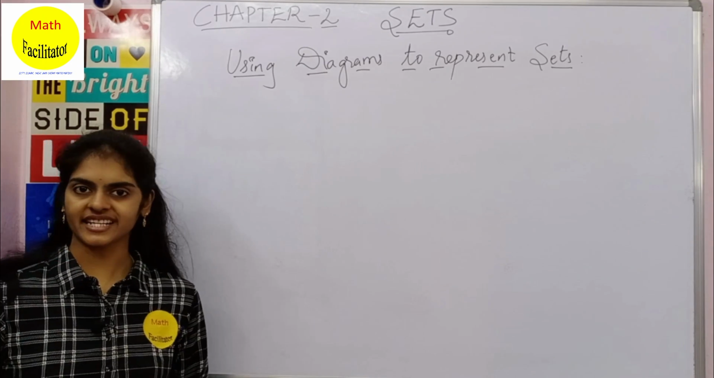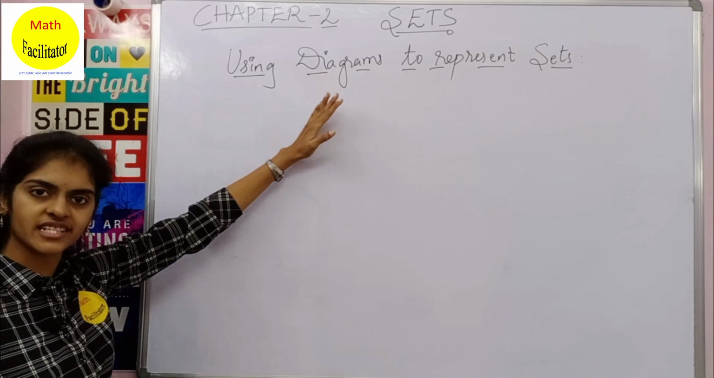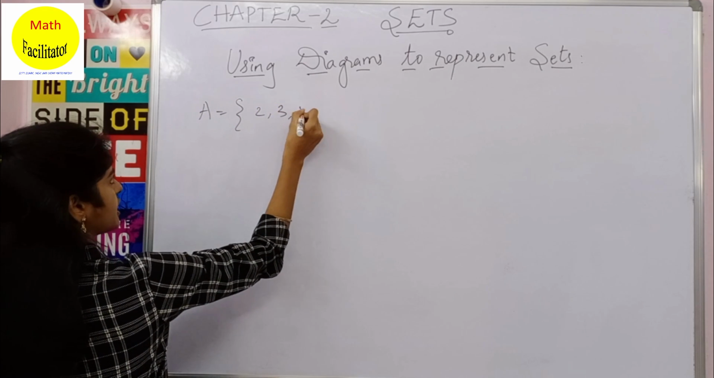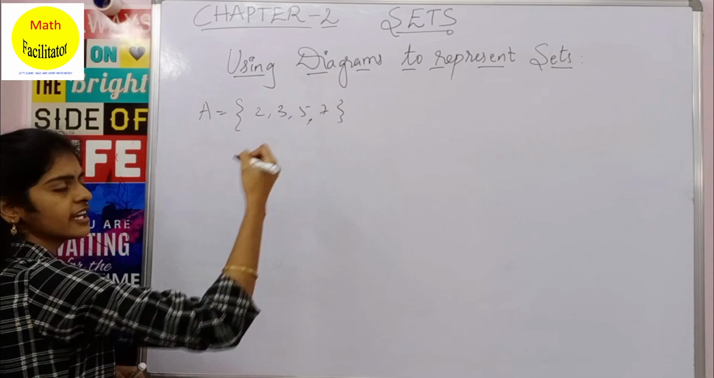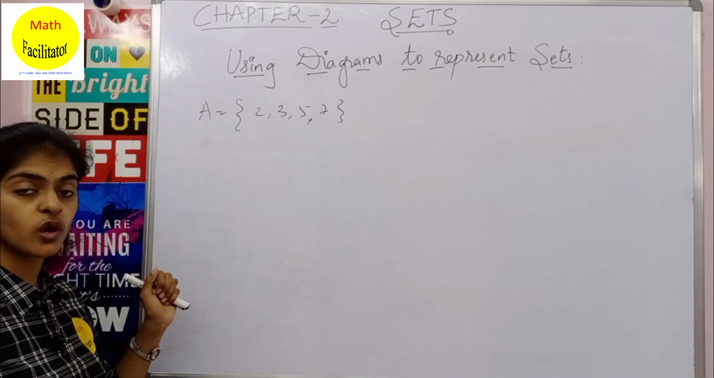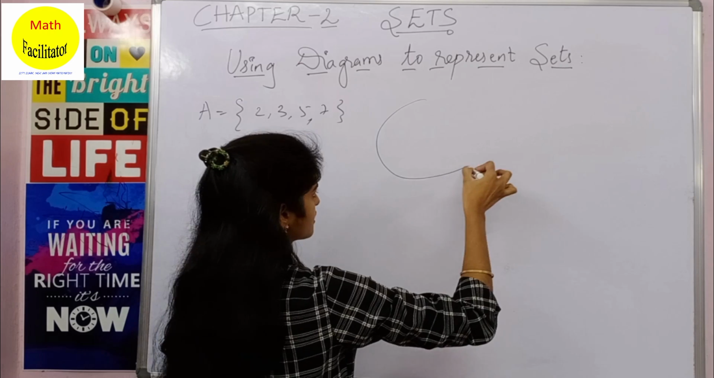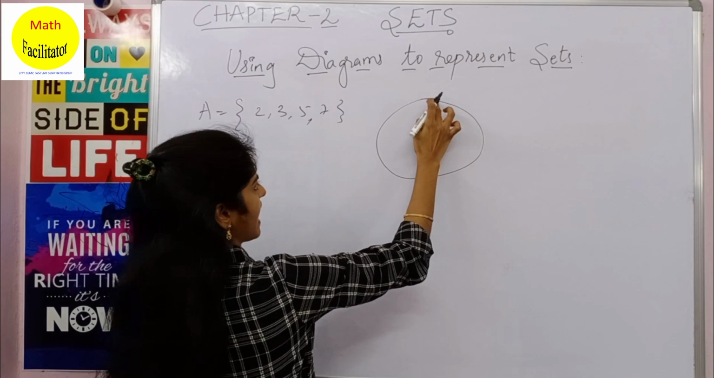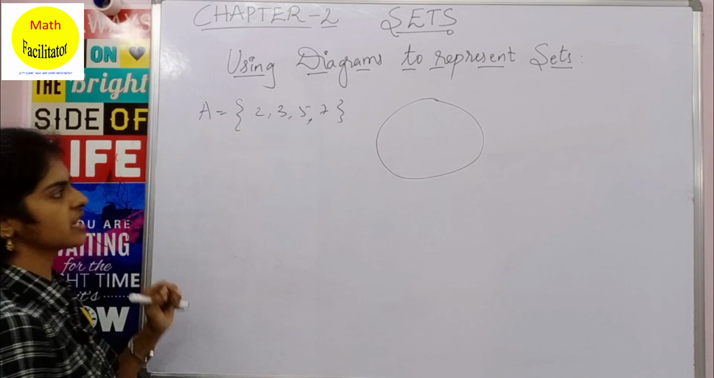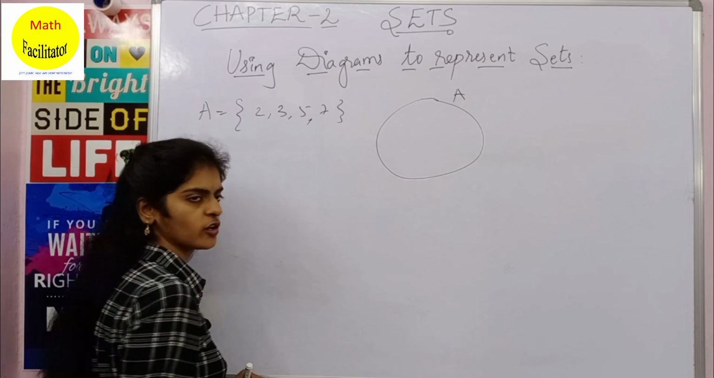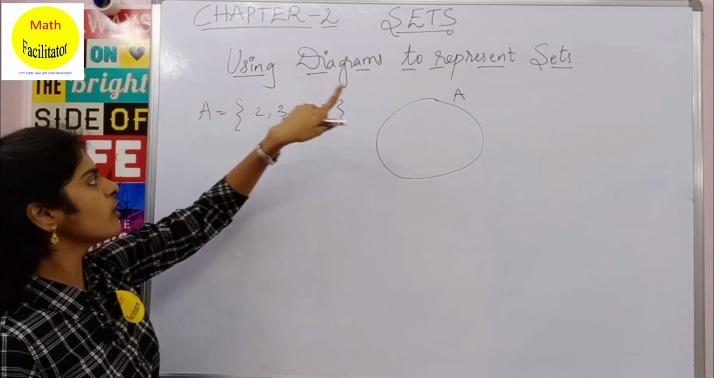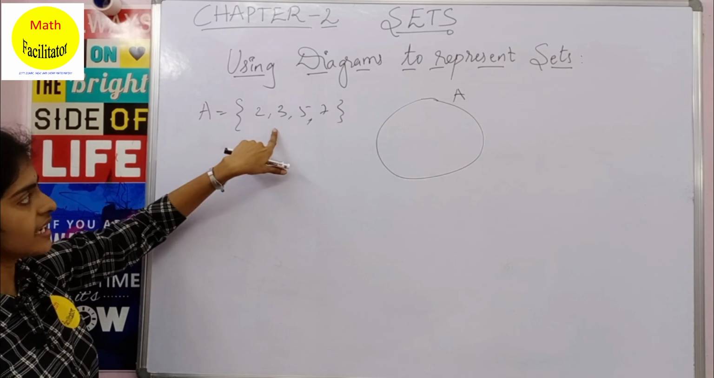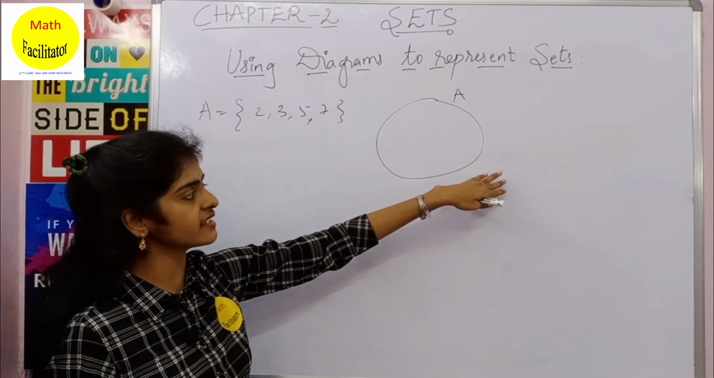Clear? Moving on to the next topic, let us see how we can represent sets using diagrams. Suppose A is equal to {2, 3, 5, 7} is a set. You have to represent it in the form of a diagram. So how do you do it? You represent sets using a diagram in an oval form. This oval represents the set. And what is the name of this set? It is A, so you write the letter A. Now all the elements which belong to the set are written inside this oval, and the elements which do not belong to the set are written outside the oval.